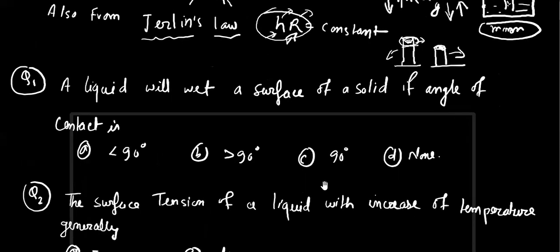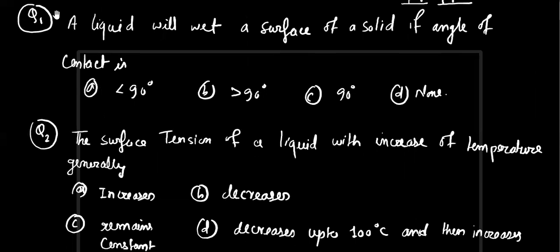Now we are going to discuss some MCQ. A liquid will wet a surface of solid if angle of contact is. So as we know, if cohesive force is more, then liquid will not wet the surface, and if adhesive force is more, then only liquid can wet the surface of solid. And if adhesive force is more than cohesive force, in that case the angle of contact is less than 90 degree, which means the proper answer is the first one.